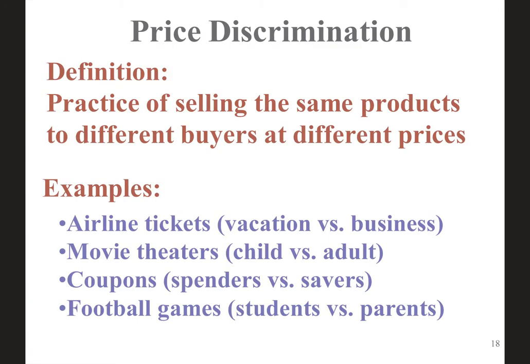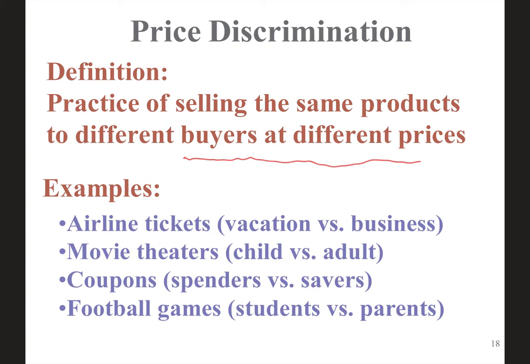Okay, and as we noted in class, the definition of price discrimination is really pretty broad. There's a variety of ways that firms might actually price discriminate. We're used to seeing this in a lot of different ways, but it's basically when you sell the same product to different buyers at different prices. And there's a variety of different ways that we can price discriminate. Some examples might be airline tickets, movie theaters, coupons. If you go to a store and you use a coupon, or a football game.